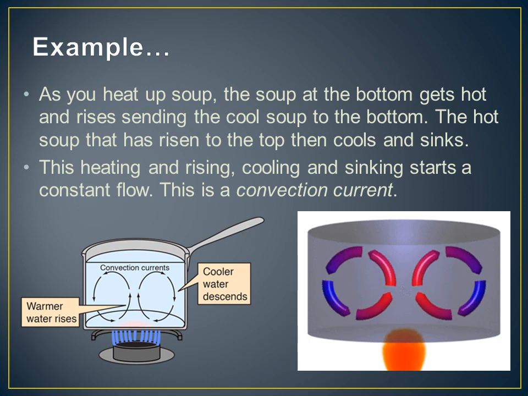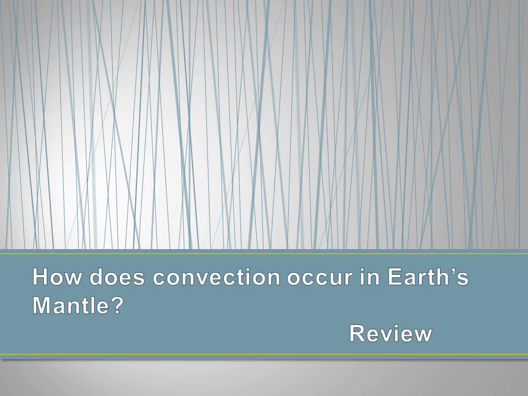It happens when we boil water. It happens even when we cook food. And it happens in the mantle of the earth. Wonderful. So overall, again, how does convection occur in Earth's mantle? Well, just like our pot of boiling water, hot material rises while cool material sinks.